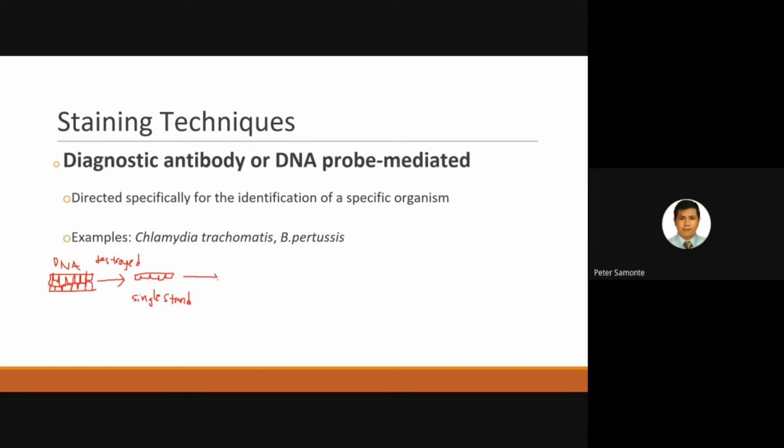Then after that, class, you would use what we call a probe. Now this probe, class, are your so-called markers. This probe would then attach, let's say the appearance of your probe, class, let's simplify it, like this. They would now attach to your single strand DNA. So you have your single strand DNA. Then we have your probe.